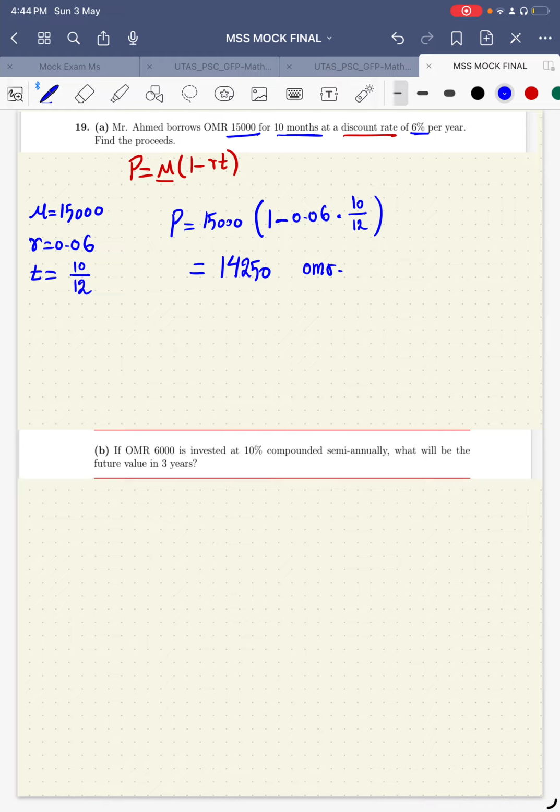Part B: if 6,000 Omani riyals is invested at 10% compounded semi-annually, what will be the future value in 3 years?